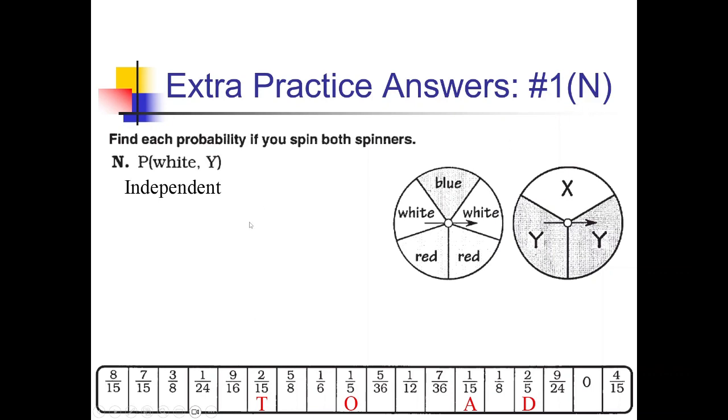For problem N, we're looking for white and Y. There's 2 white spaces, so 2/5. And then Y, there's 2 of those as well, so 2 out of 3 for that other one. Multiplying those, we've got 4 over 15, which I can't reduce. 4/15 is right at the end here, so that's an N. For problem I, we want not blue and Y. There's only 1 blue space, so not blue means we've got 4 out of 5 chance, and Y is still 2/3 probability. Multiplying these out, we have 8 over 15. 8 over 15 is the very beginning, so that's an I.